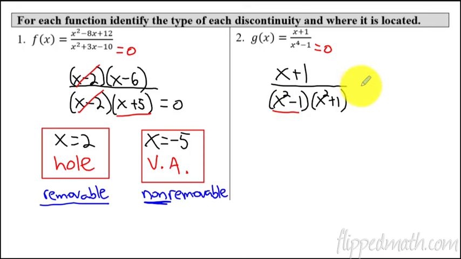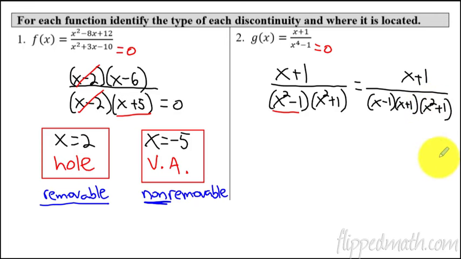So let's, in fact, I'll just do it right over here. So I have x plus 1 all over this long fraction here. That's going to factor to x minus 1, x plus 1, and then this does not factor. X squared plus 1 does not factor. There's no such thing as the sum of squares for you to be able to factor that. Okay, so now what's going to cancel? My x plus 1 is going to cancel.